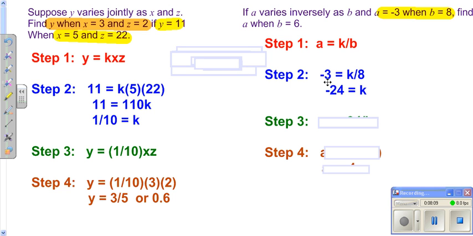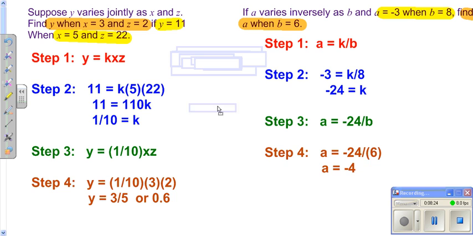Replace your k right here with that negative 24. Then go ahead and answer what you're being asked to do, and that's to find your a value when b is 6. Negative 24 over 6 is a negative 4.